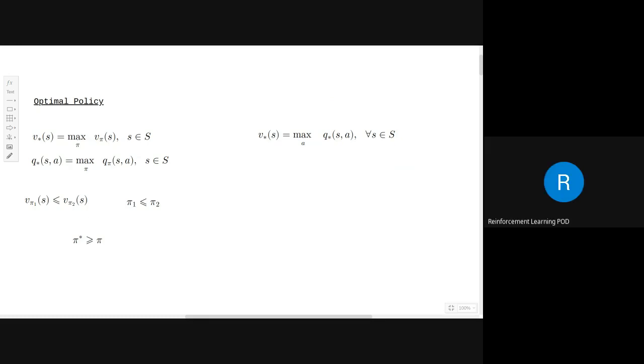V star of S won't be a summation. It will be more of picking the best possible action I can. Let's say V star is an expectation, right? V star of S is an expectation. Then Q star is more conditioned on the action, right?